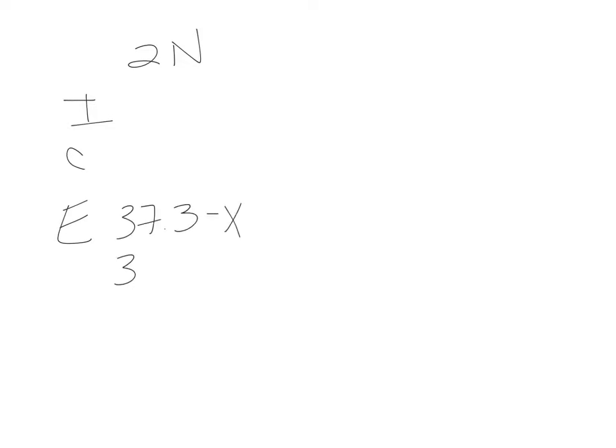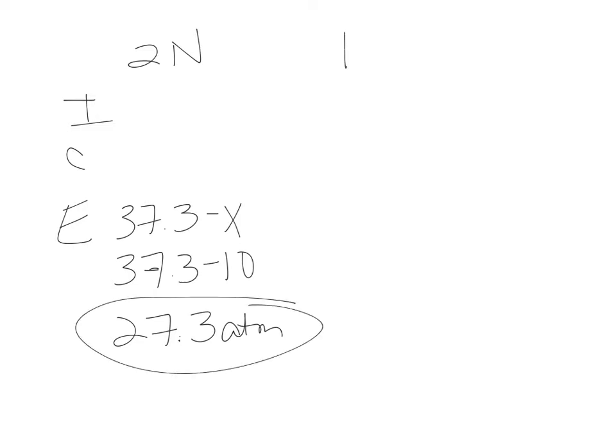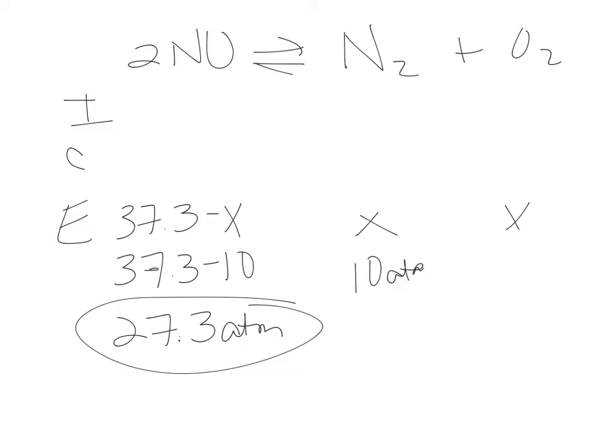So now, for our equilibrium concentrations, we have our initial or change. This is 37.3 minus x, so this is 37.3 minus 10, so this is 27.3 atmospheres. And for our NO, our N2 plus our O2, these were x and x, so these are 10 atmospheres and 10 atmospheres.